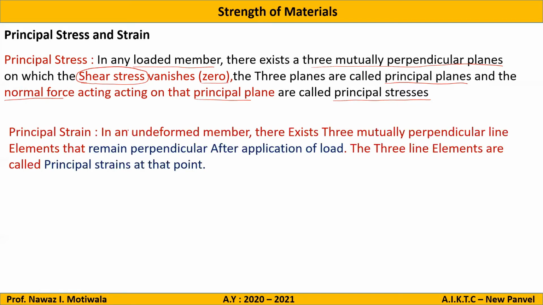Now going to the principal strain. In an undeformed member, there exist three mutually perpendicular line elements that remain perpendicular after the application of load. These three elements are called the principal strains at the point.